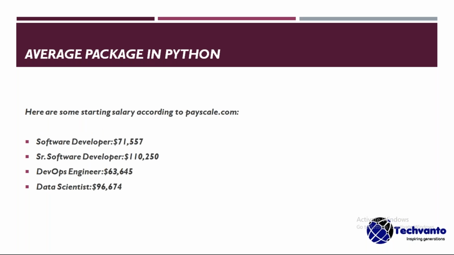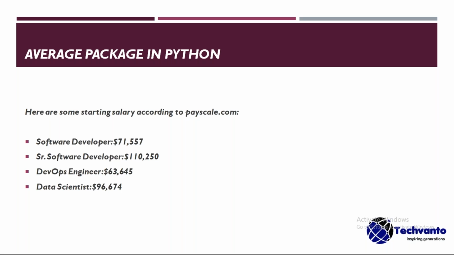It will be good. And I need to discuss packages in Python also. According to payscale.com, I mentioned here some average packages in Python. Those who want to become a software developer, companies are providing a minimum of $71,557. If you become a senior software developer, they are providing 1,10,250. And after that you can choose DevOps engineer.